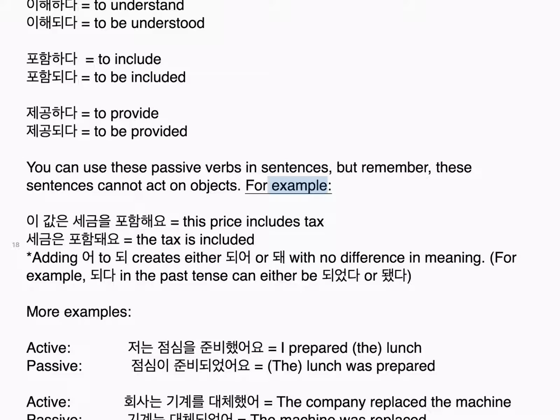For example, 이 값은 세금을 포함해요, this price includes tax. 세금은 포함돼요, the tax is included. Adding 어 to 돼 creates either 되어 or 돼, with no difference in meaning. For example, 되다 in the past tense can either be 되었다 or 됐다. More examples. Active: 저는 점심을 준비했어요.